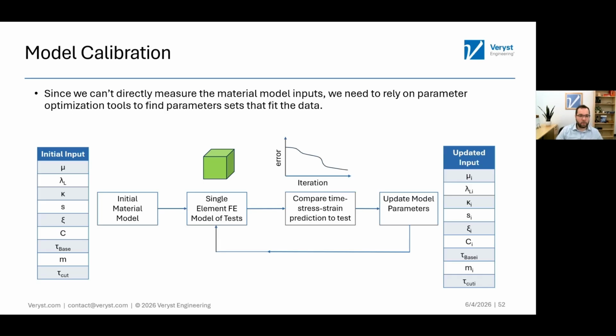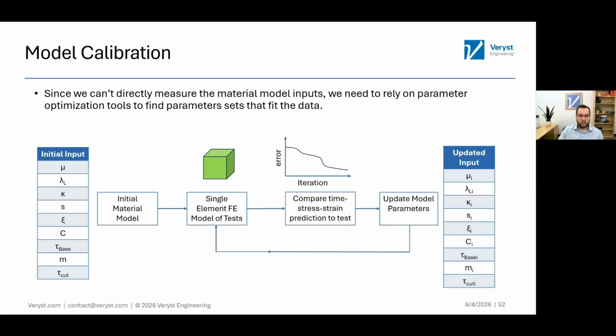As a quick final thing to talk about, I'm just going to run over the 2 different types of model calibration that are commonly employed. Model calibration is done since we can't directly measure the material model inputs, so we need to rely on parameter optimization tools to find them from the data set.